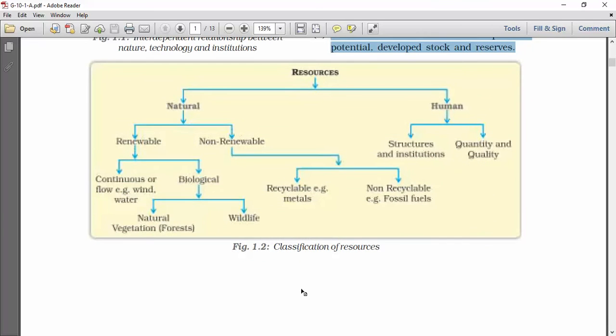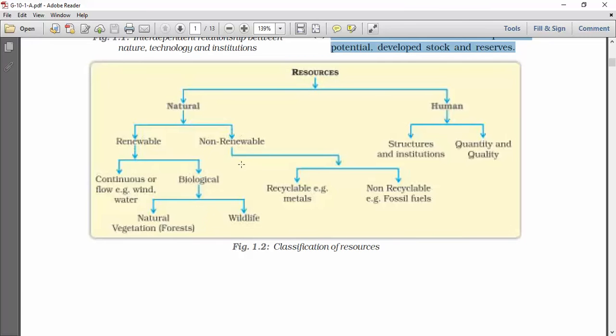In this chart, you can see the classification of resources. Resources can be divided into two categories: natural resources and human resources. In natural resources, two categories: renewable resources and non-renewable resources. Then renewable has further divisions: continuous or flowing, for example wind and water; biological, that means natural vegetation and wildlife.